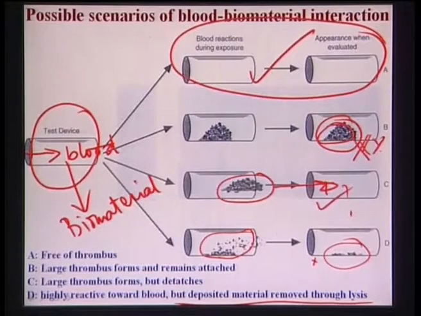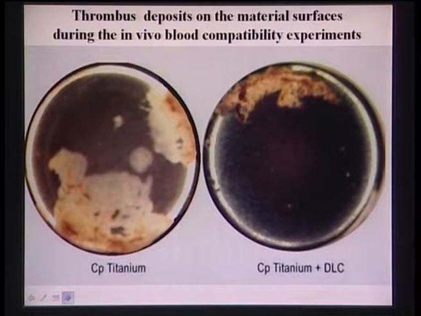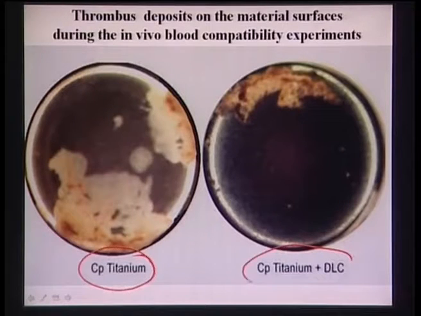So I hope this is clear to you, that you know what is meant by blood material interaction and hemocompatibility assessment. Now this actually tells you how to select that hemocompatible material. There are two materials shown. One is CP titanium, where CP means commercially pure titanium. The second one is commercially pure titanium plus DLC coating. DLC stands for diamond like carbon.